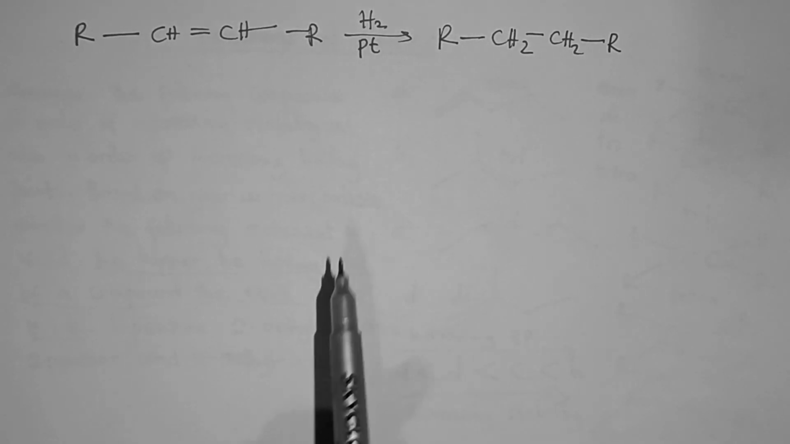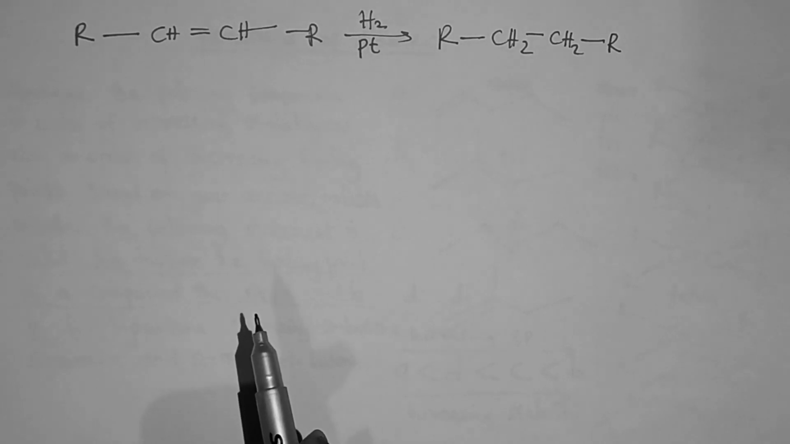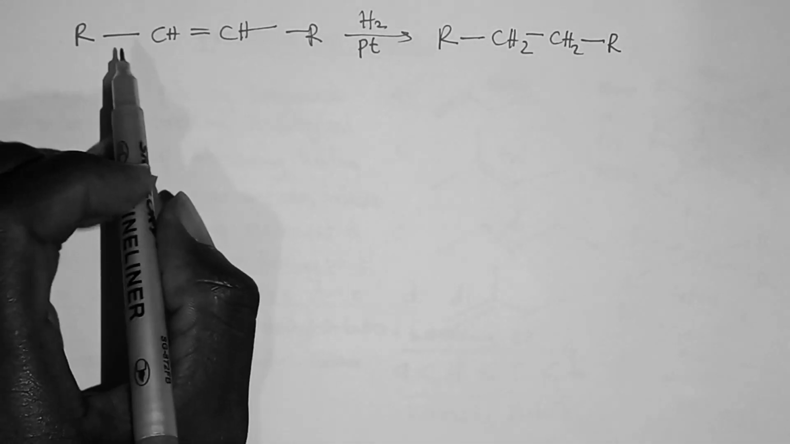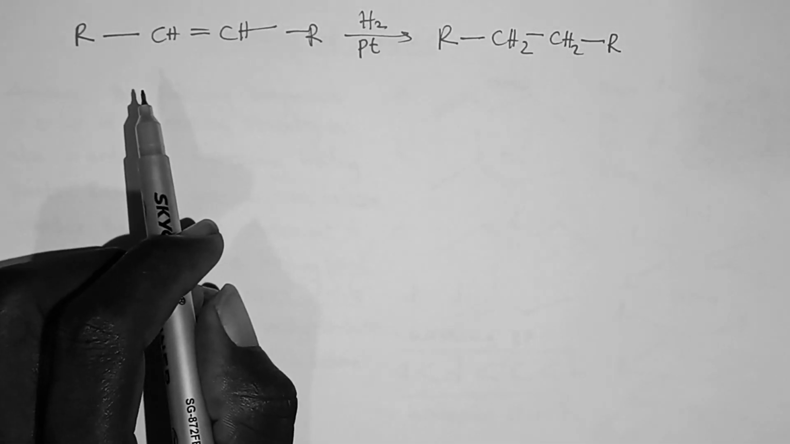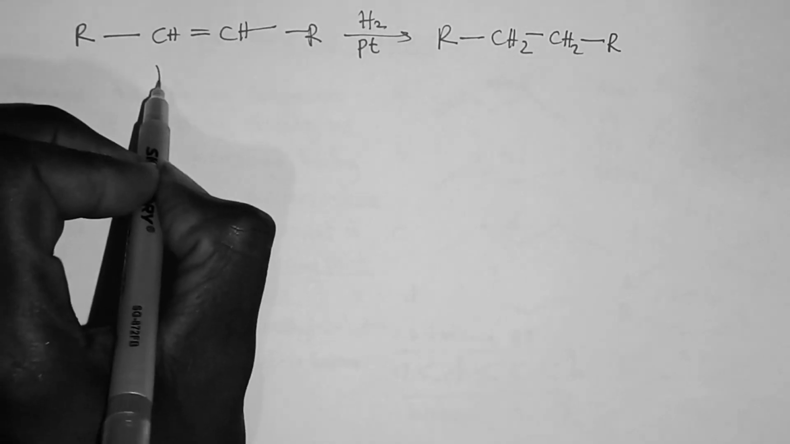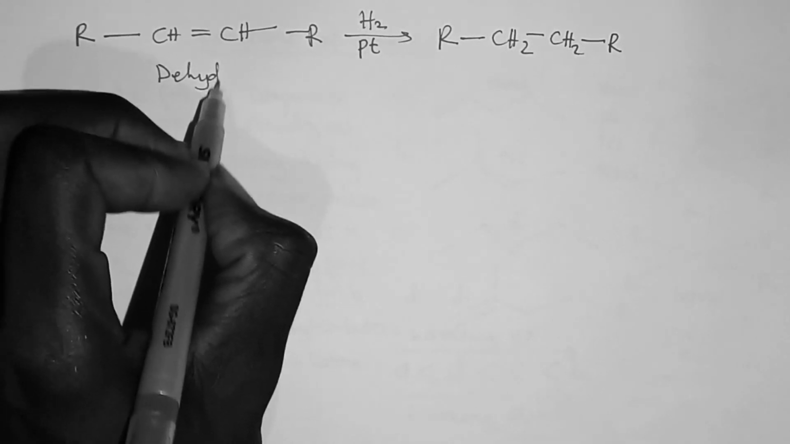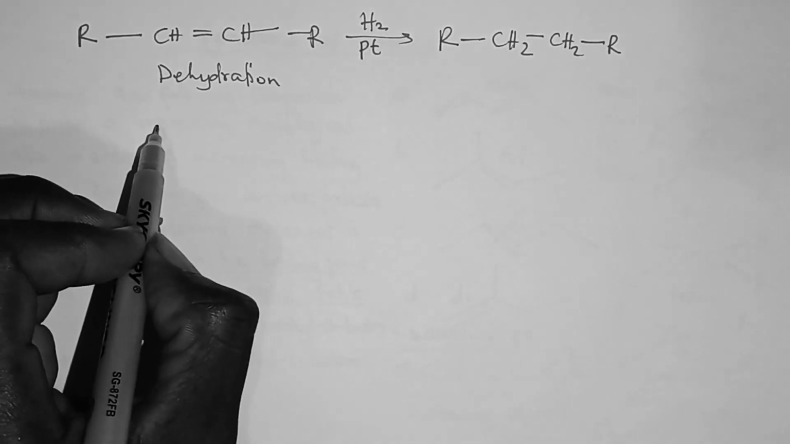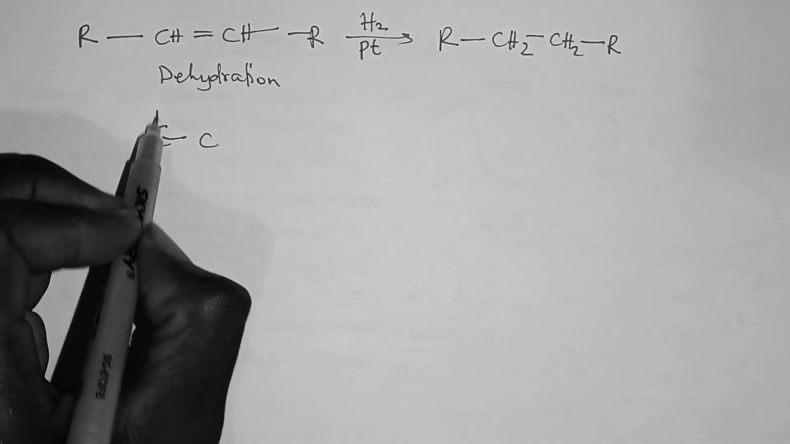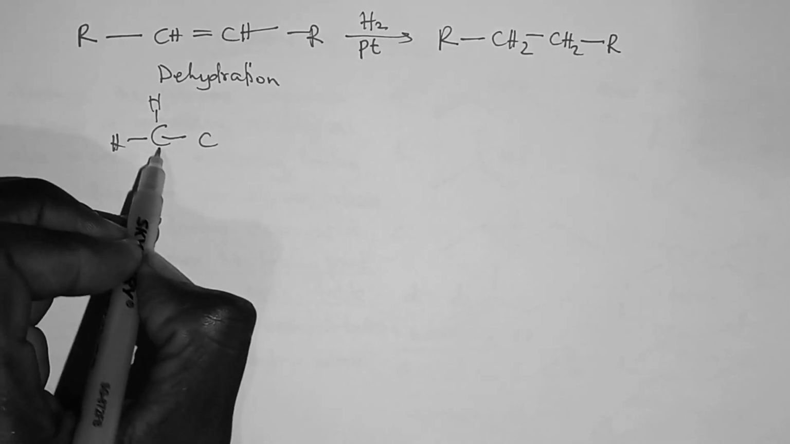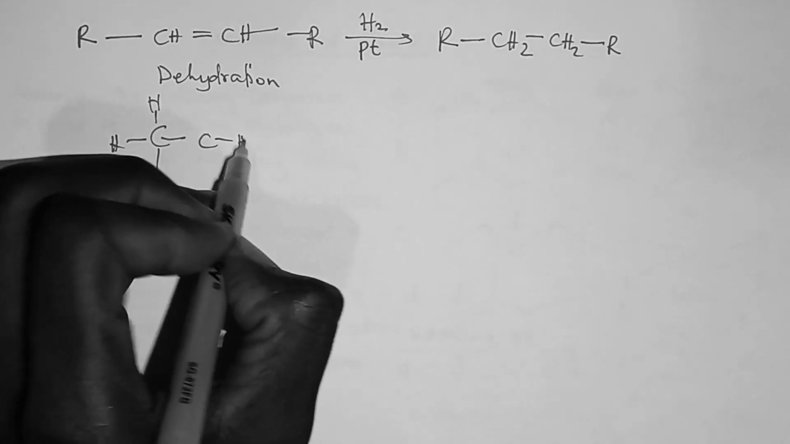Now let's talk about elimination reactions of alkenes. The first one we will talk about is the dehydration reaction. Let's consider ethanol. So this is the structure of ethanol.